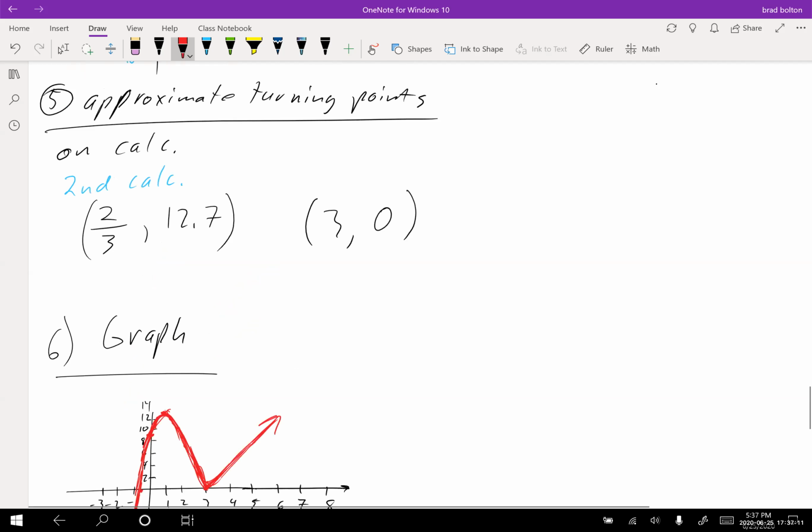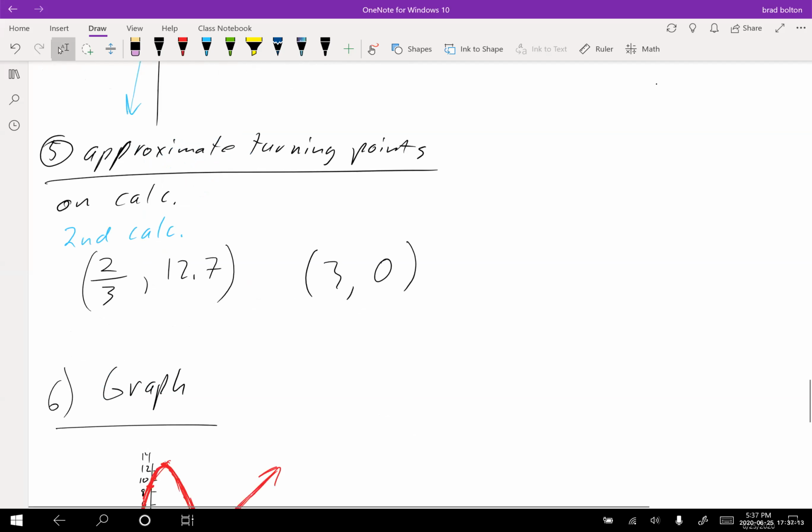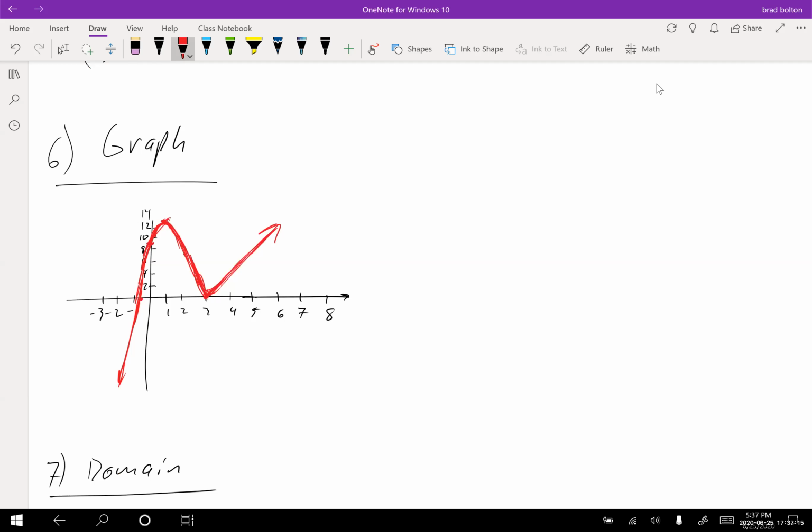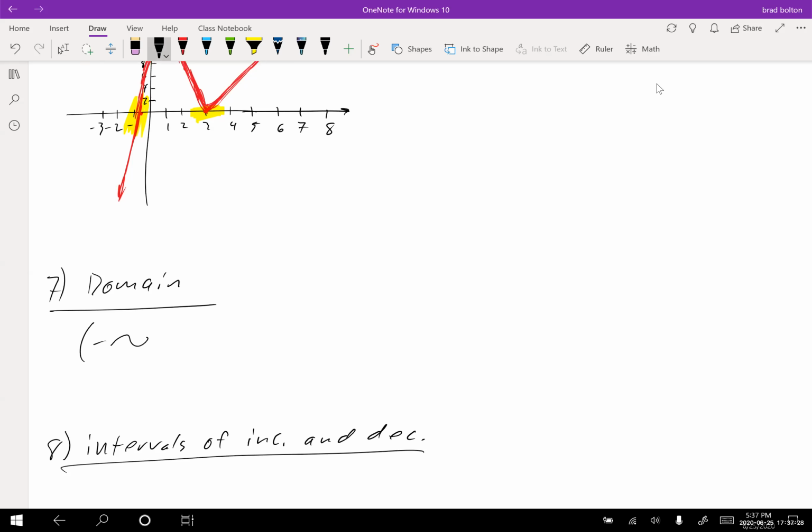And now let's look at what we saw in the calculator. Pretty darn close. So we did that. And how did I know it was going to bounce right there? Because it had an even multiplicity. How did I know it was going to go through right here? Because it had an odd multiplicity. So these are things I know. Now let's look at domain, nice and easy. Negative infinity to positive infinity, no problem.